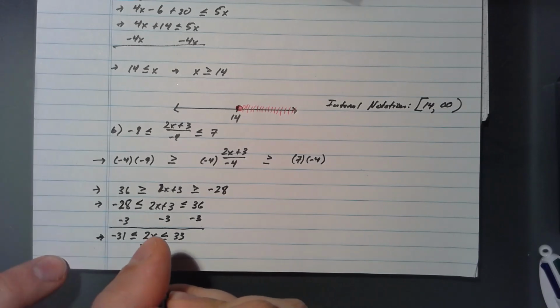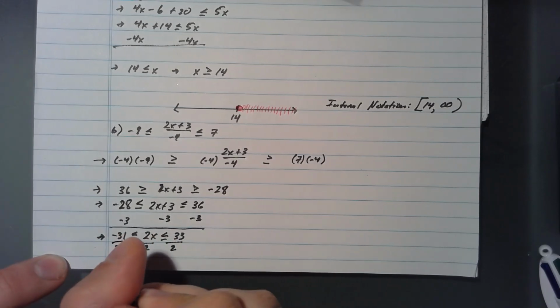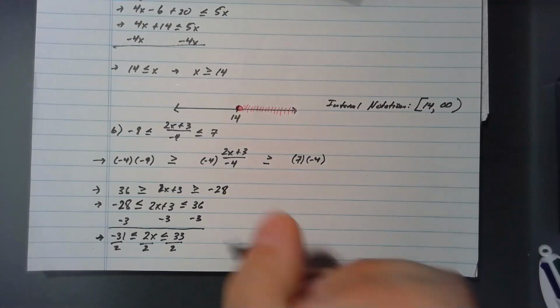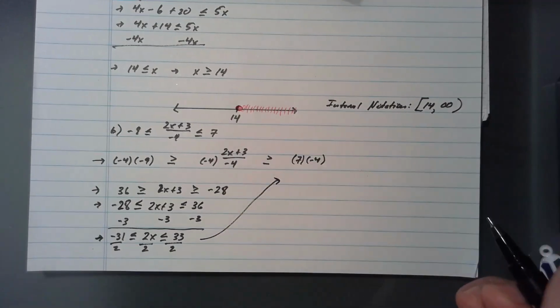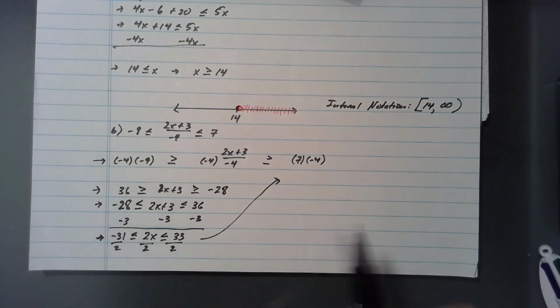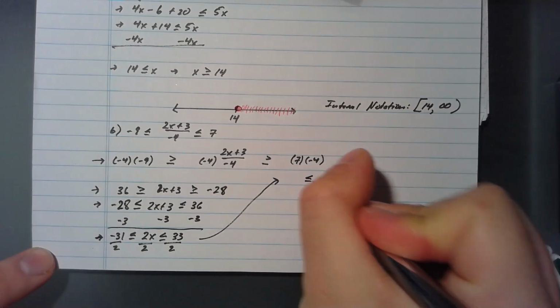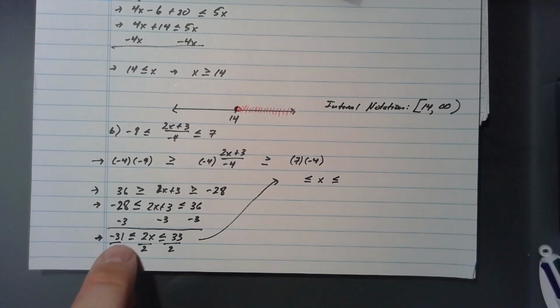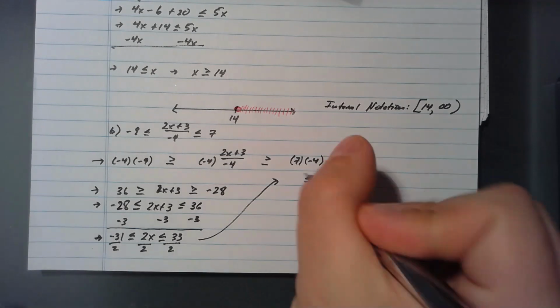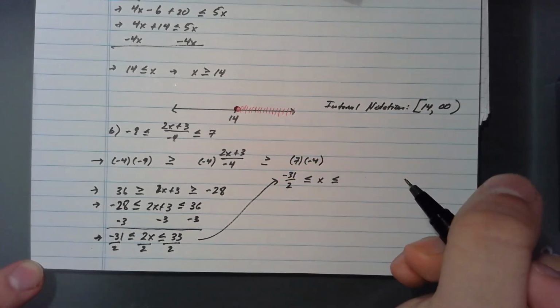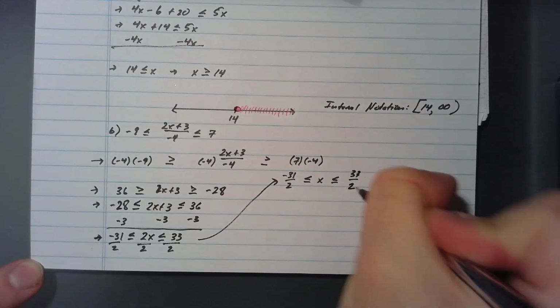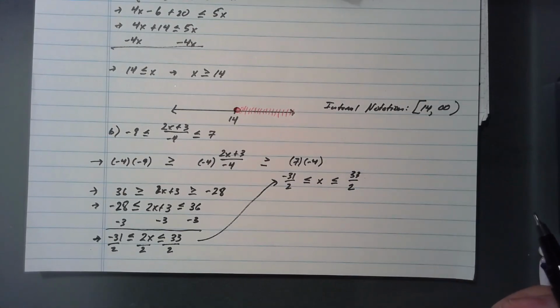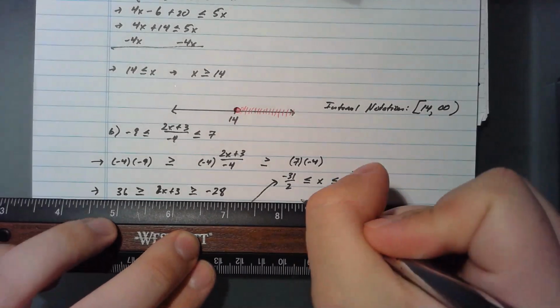Now the last thing to do is to divide by 2. Let me come up here. So I'm going to have x in the middle, right? And since I divided by 2, I don't have to flip this because that's a positive number. So I have -31 over 2 on the left, and I have 33 over 2. Those are fractions. They can't reduce. So just leave them as that. That's perfectly fine. Sometimes your answers are fractions. Welcome to mathematics.